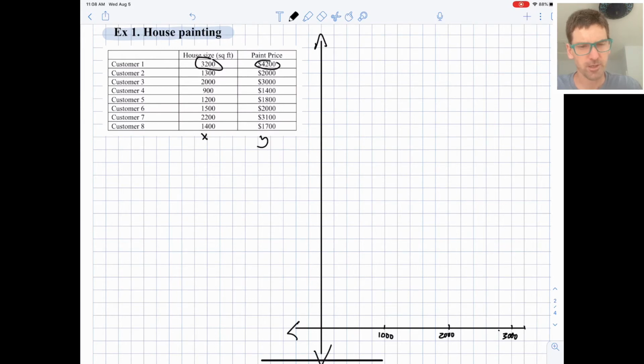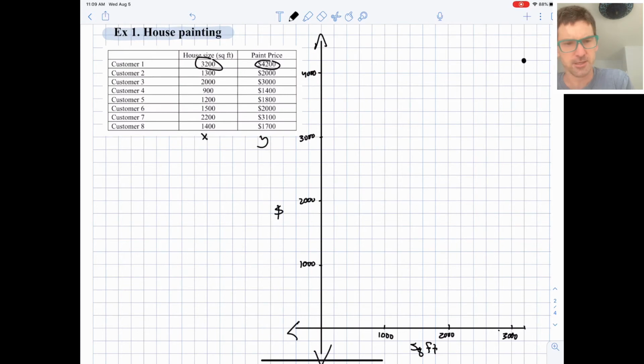It looks like we need to go up to about 4,200 here. 1, 2, 3, 4, 5. So this is dollars. This is square footage. 1, 2, 3, 4, 5, 2,000. 3,000. 4,000. And 4,200. So let's plot that 4,200, 3,200 point.